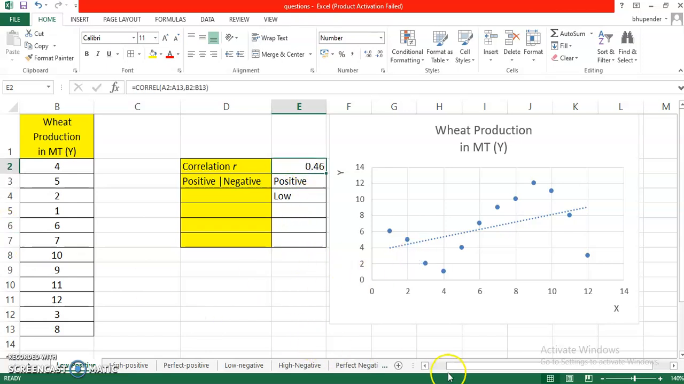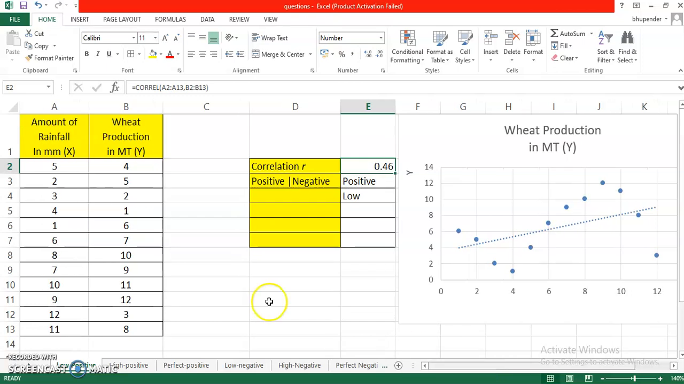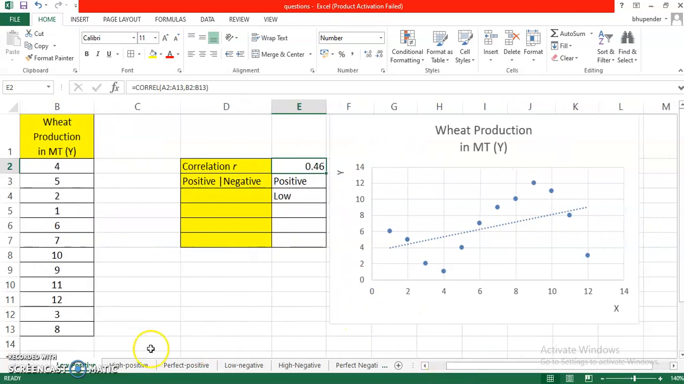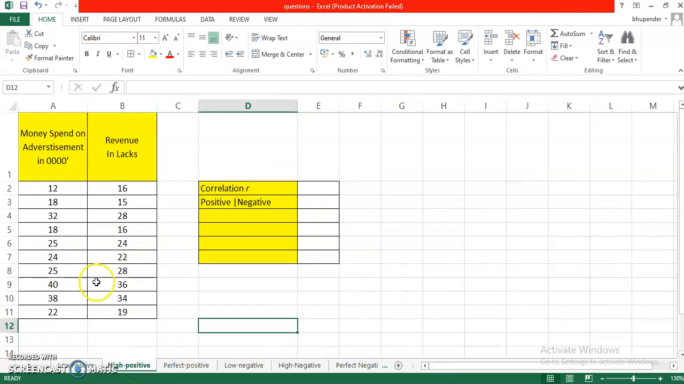So that means yes, y gets impacted by x, the production of wheat gets impacted by x, but not very significantly. It's a very low correlation. And let's go to another example. Let's see what high positive correlation is about.